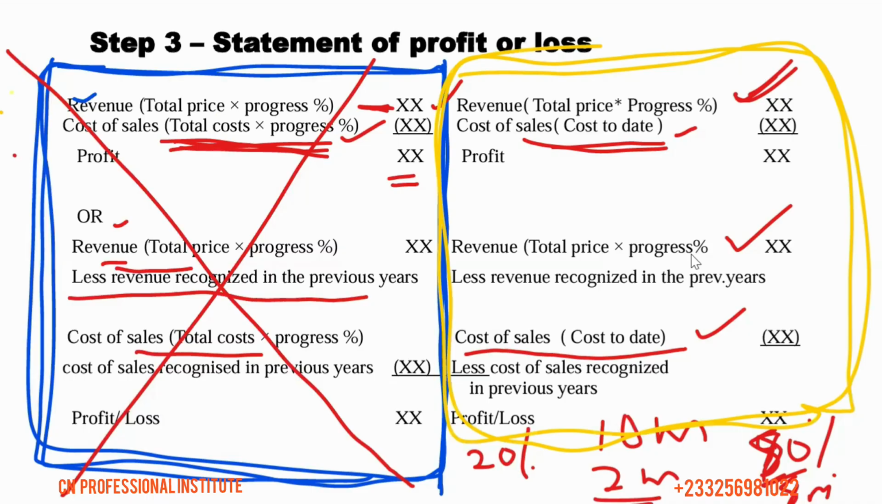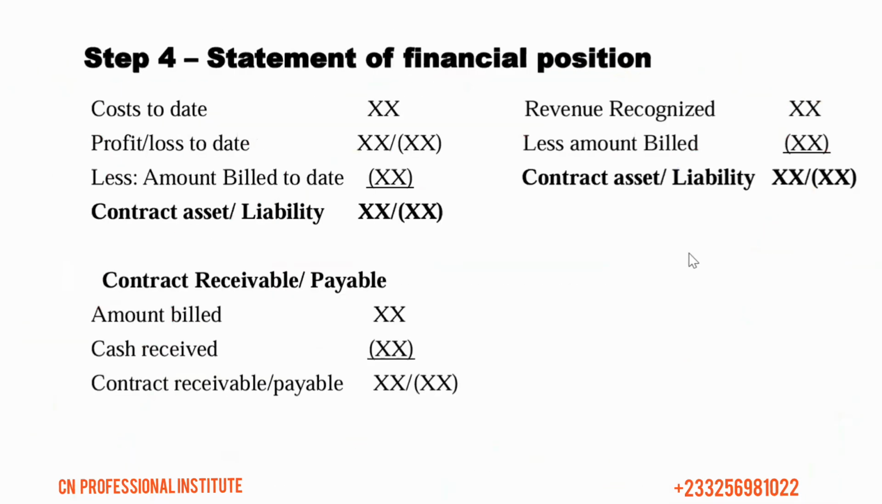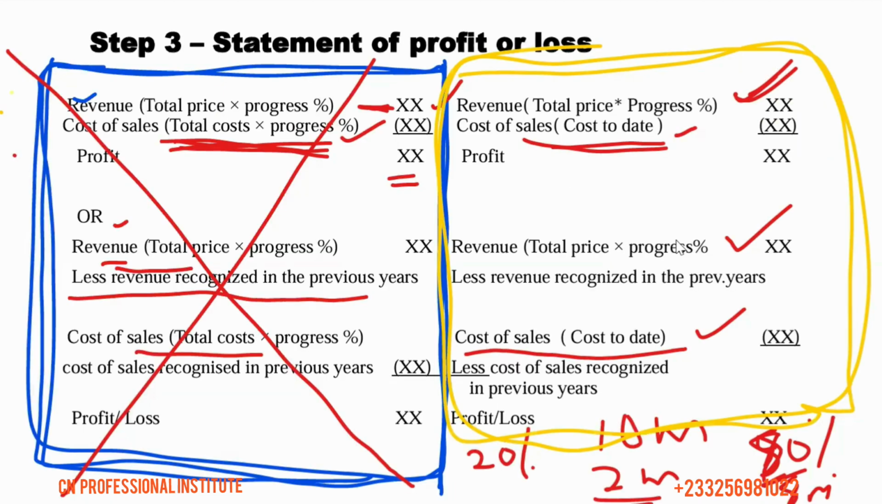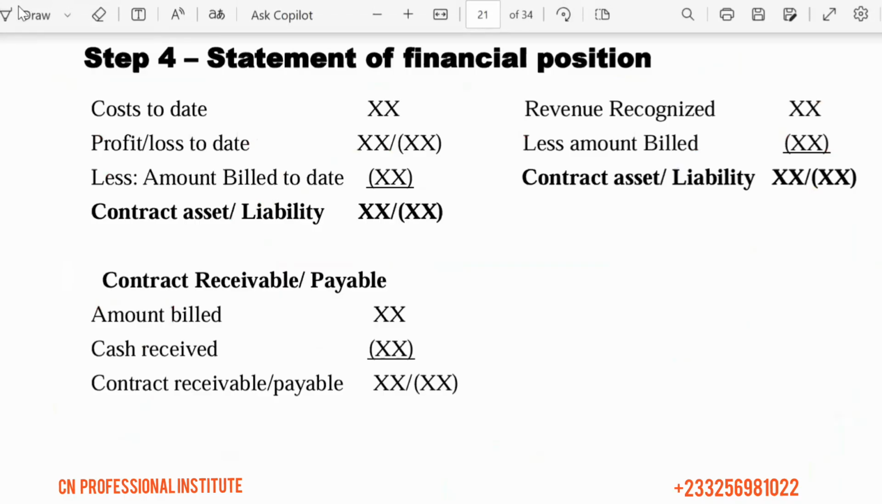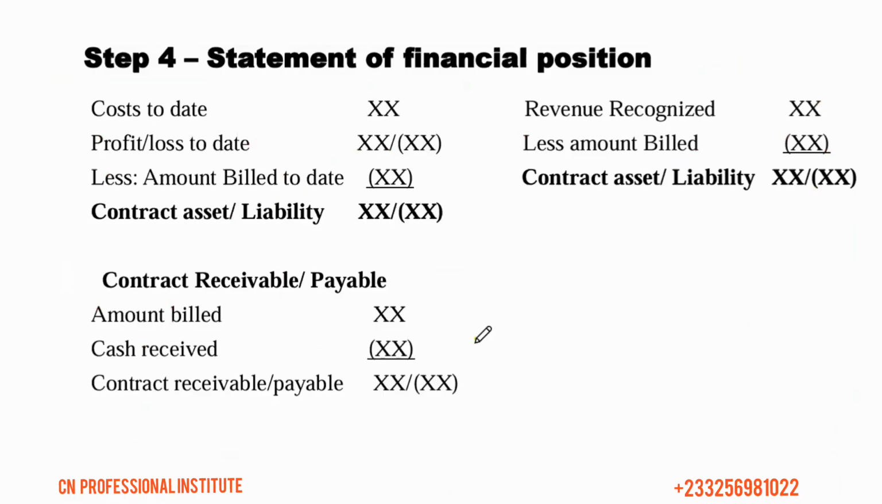But now, to get our cost of sales, we don't apply the progress on the total cost again. We just pick the cost to date as our cost of sales. Right? So step 3, we looked at how we present the statement of profit or loss account. Step 4, let's look at how we present it in the statement of financial position.